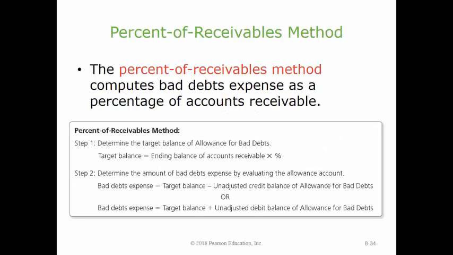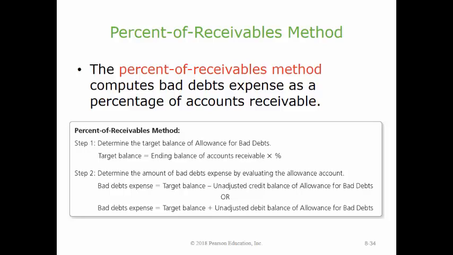The percent of receivables method of estimating uncollectible receivables involves determining the balance of the allowance for bad debts account based on a percentage of accounts receivable. This approach is called the balance sheet approach because it focuses on accounts receivable, a balance sheet account, and determines a target allowance balance based on a percentage of the receivable balance.